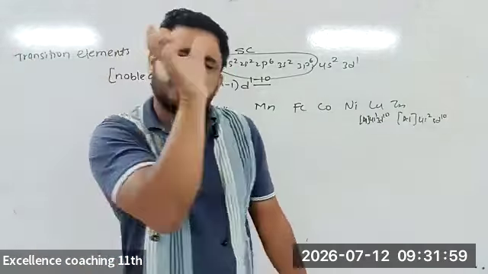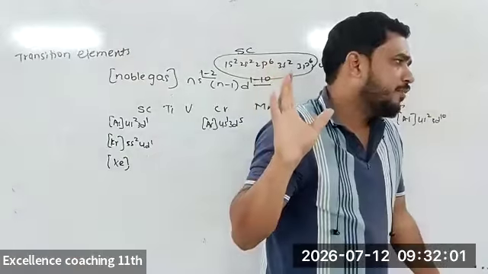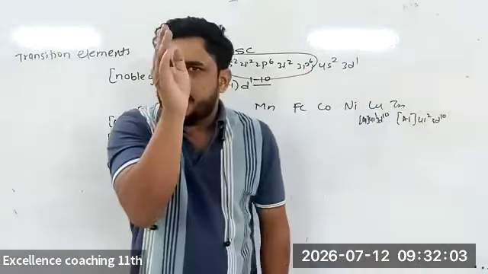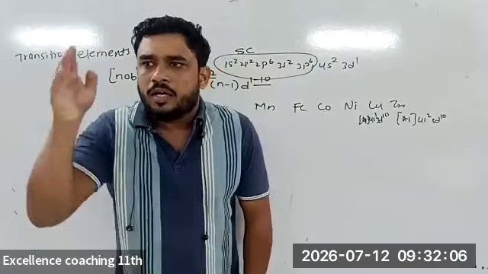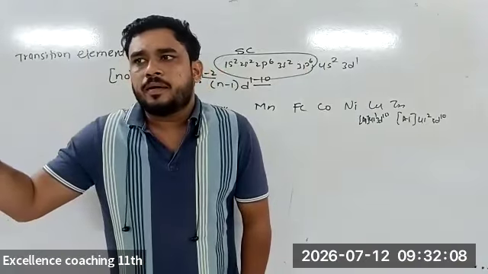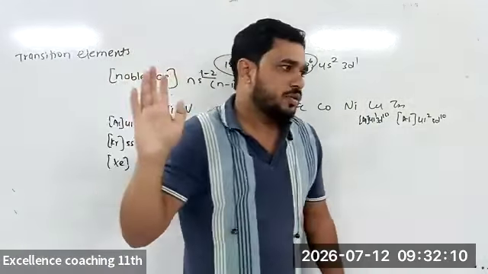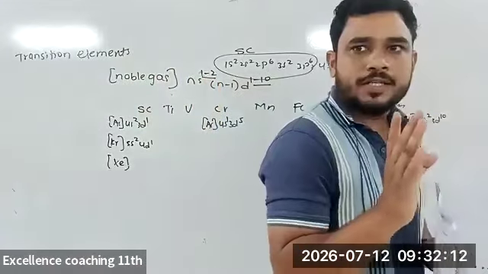Just the general electronic configuration. But D block elements, you know, 3 to what? 12. 13 to 18, P block. Like this we should. Clear?